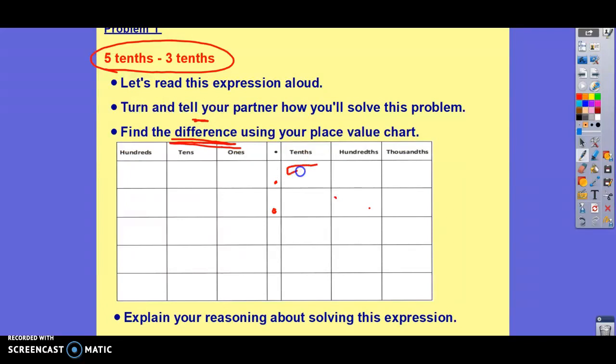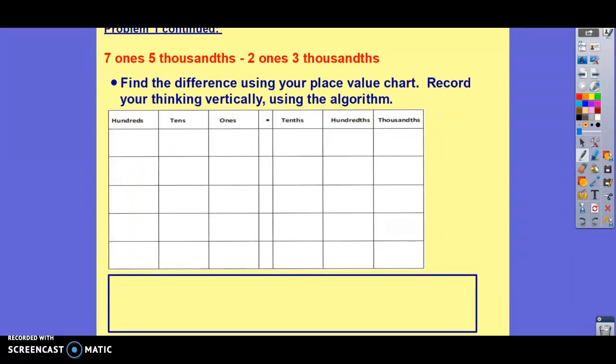So we're going to subtract 5/10 minus 3/10. And when we take those two values and line up the decimals, 5 minus 3, we're going to get 2/10 as our correct answer. So 5/10 minus 3/10 is 2/10. Again, using the place value chart to write out our two numbers, using subtraction to find the difference. We're thinking vertically using the algorithm.